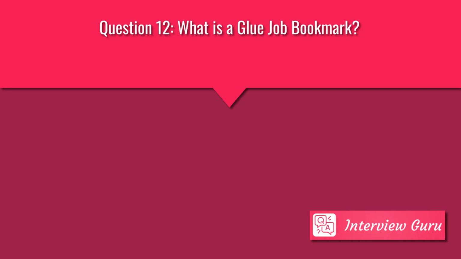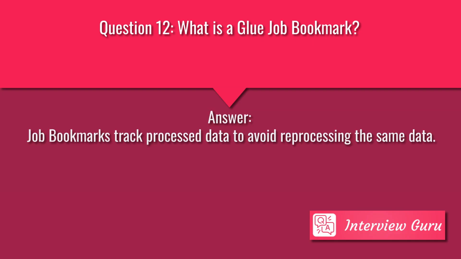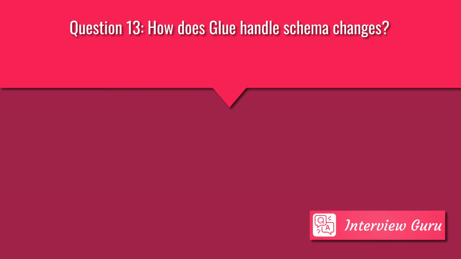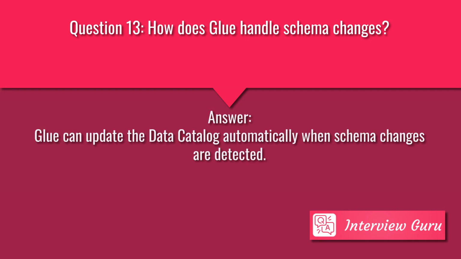Question 12. What is a Glue job bookmark? Job bookmarks track processed data to avoid reprocessing the same data. Question 13. How does Glue handle schema changes? Glue can update the data catalog automatically when schema changes are detected.